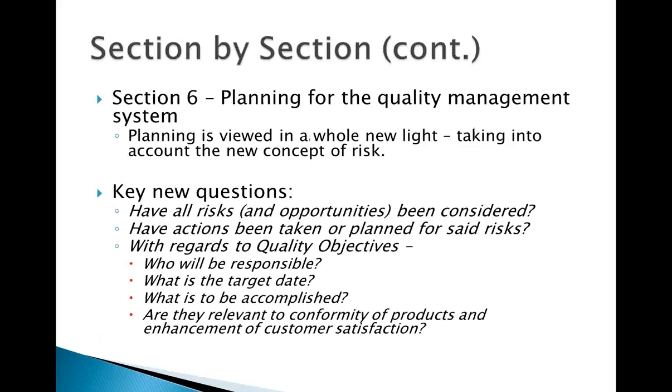Section 6, planning for the system. Some key new questions here. Have we considered the risks and opportunities? Are we taking actions for those risks and opportunities? And there's been some interesting changes to the quality objectives requirement. We're now looking at who's responsible. What is the target date? What is it that we're trying to accomplish? And are the objectives relevant to conformity of products, and do they enhance customer satisfaction? That's all very important ideas pertaining to quality objectives and having them be meaningful.